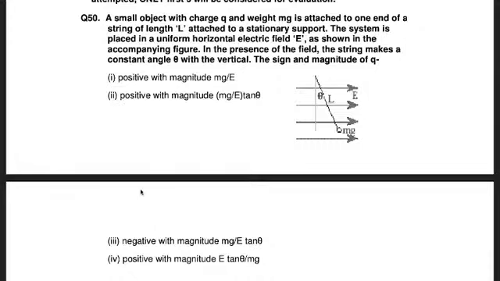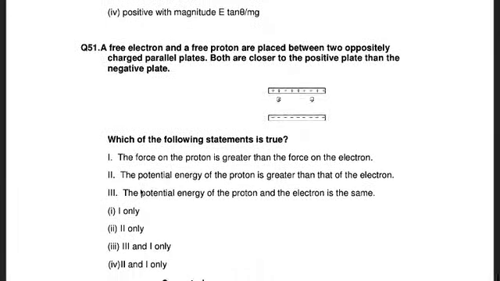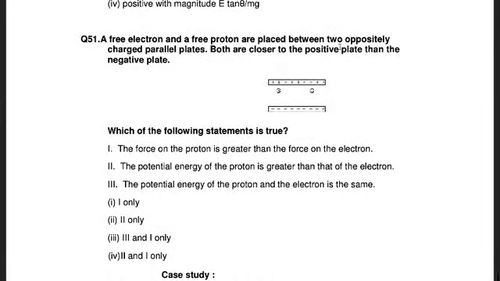Question number 51. A free electron and a free proton are placed between two oppositely charged parallel plates. Both are closer to the positive plate than the negative plate. Here they give the figure. Which of the following statements is true? 1. The force on the proton is greater than the force on the electron. 2. The potential energy of the proton is greater than that of the electron. 3. The potential energy of the proton and the electron is the same.